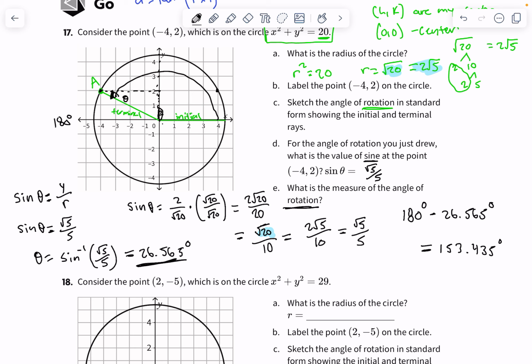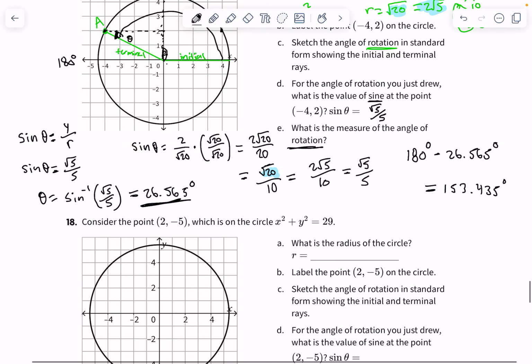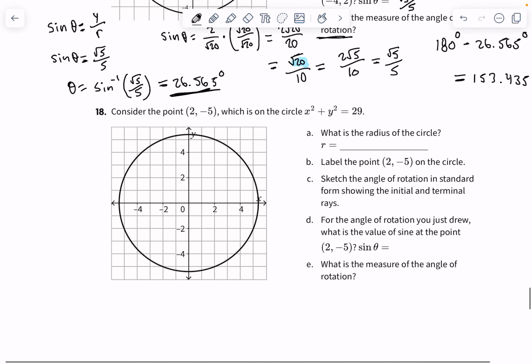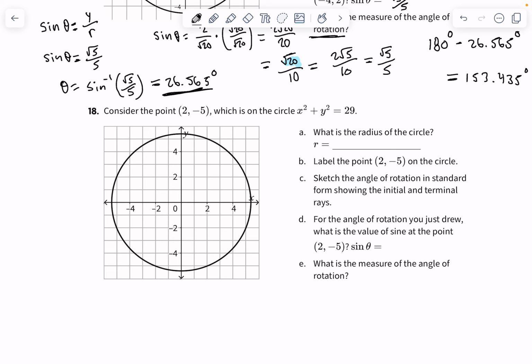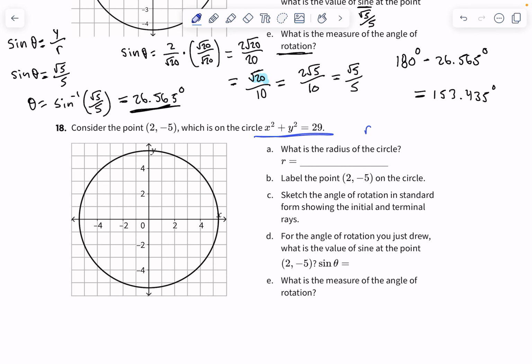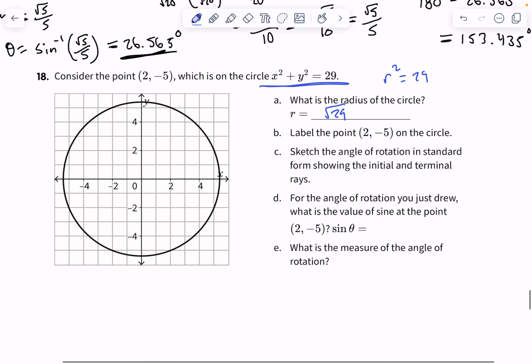Okay, let's talk about number 18. Number 18 is very, very similar, right? So consider this point, 2, -5, which is on this circle. What is the radius of this circle? Again, r squared is 29, so the radius is the square root of 29. This point 2, -5 is going to be right here. We'll call this B.